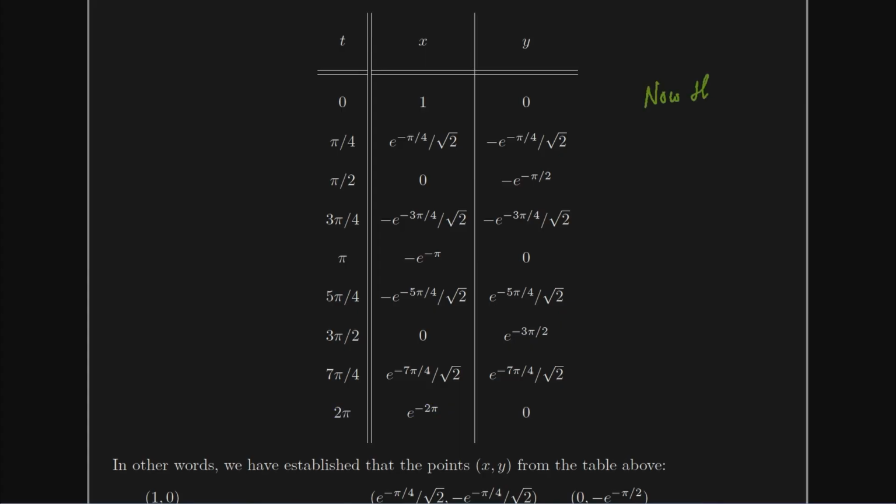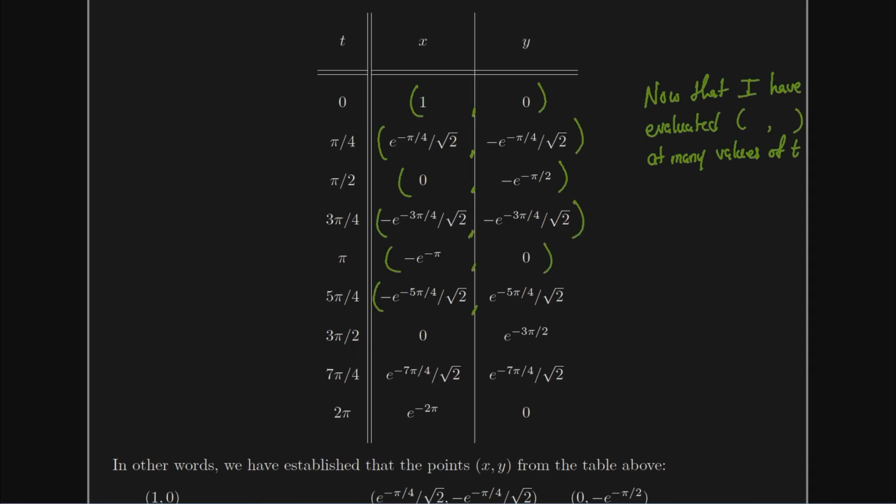And now that I have evaluated this function, which had two terms separated by a comma, at many values of t, I'm just going to pair the x and y terms together into a collection of points. Okay, so I've got these paired as points, and to plot everything, I'm actually going to go ahead and forget that time was evolving at all.